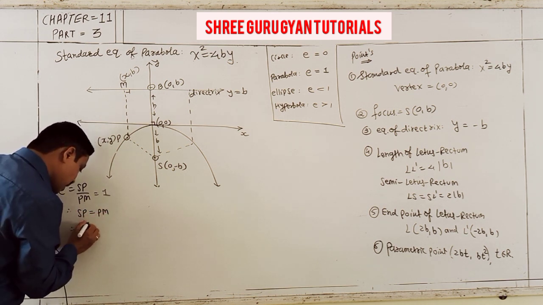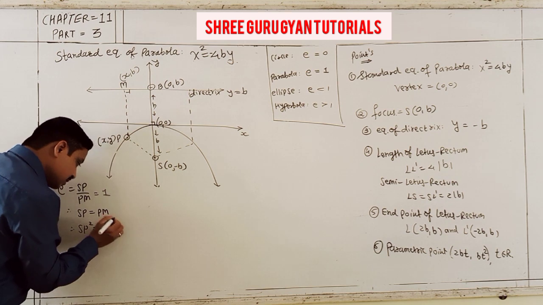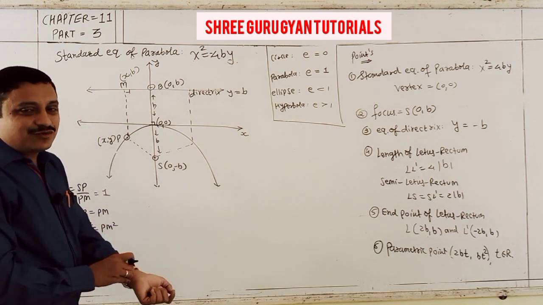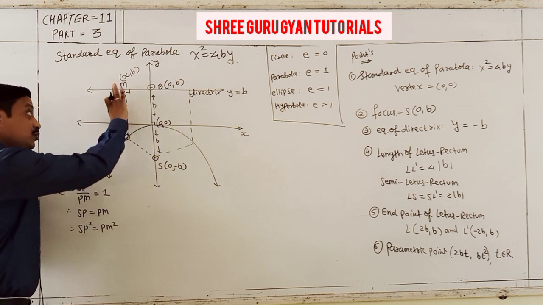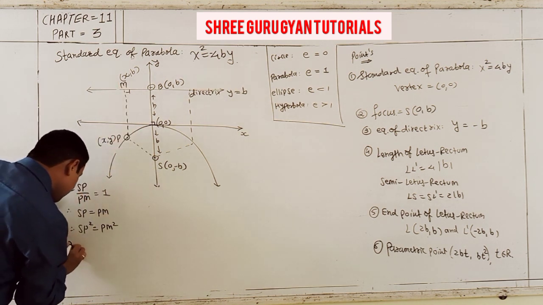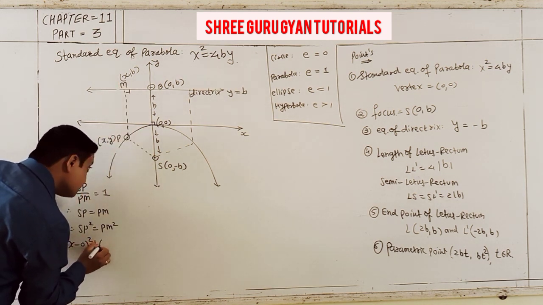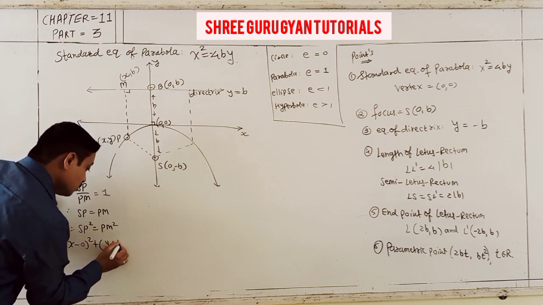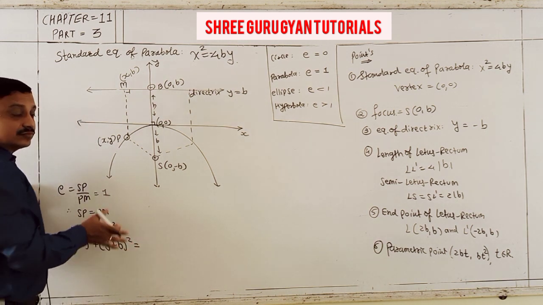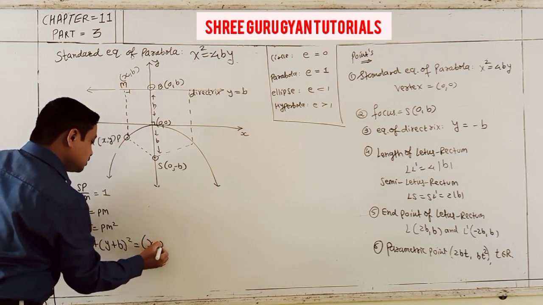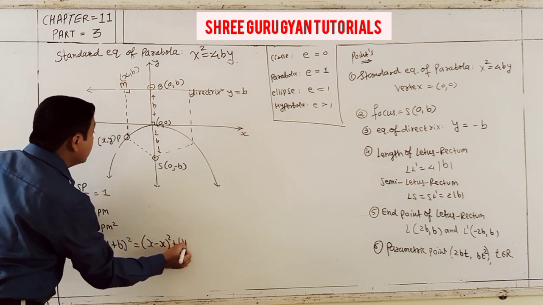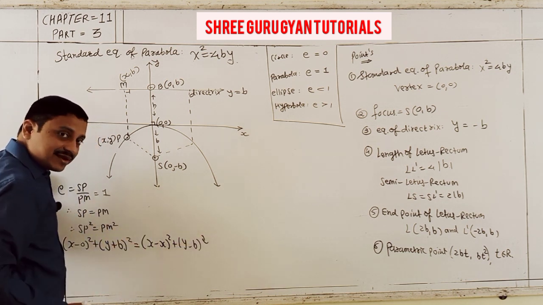Now SP square is equal to PM square. Now you will take our distance rule, S to P with P to M. S to P is x minus 0 whole square plus y plus b whole square. Here, same as exactly here, students, x minus x whole square, but y minus b whole square.